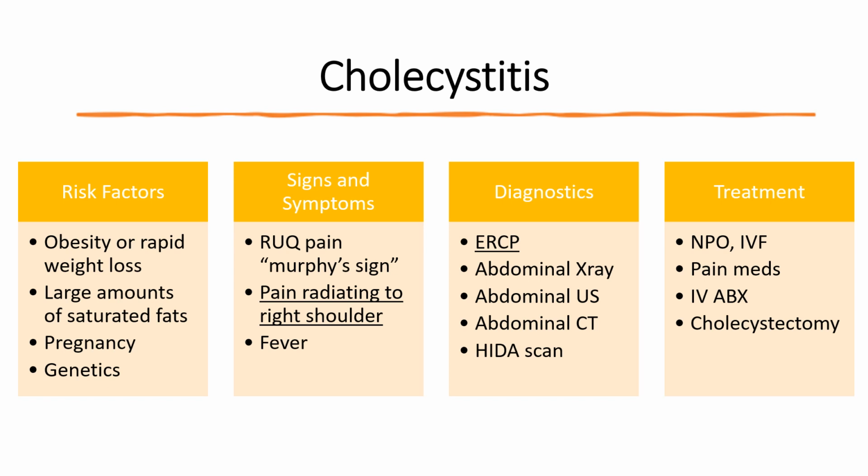Diagnostic tests. Sometimes they'll do an abdominal x-ray. You might do an abdominal ultrasound. That's a little bit more common. They could do a CAT scan of the abdomen. They might do a HIDA scan. That's a nuclear medicine scan. It uses radioactive tracers to study the production and flow of bile, visualizing the liver, gallbladder, bile duct, and small intestine. ERCP allows visualization of the common bile duct where gallstones can actually be removed.